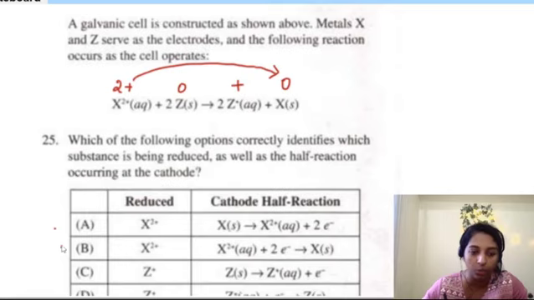So option A or B. Then what is the cathode reaction? Reduction. Reduction means accepting electrons, isn't it? So X2+, not X: X2+ plus 2 electrons gives X. Definitely B is the option.